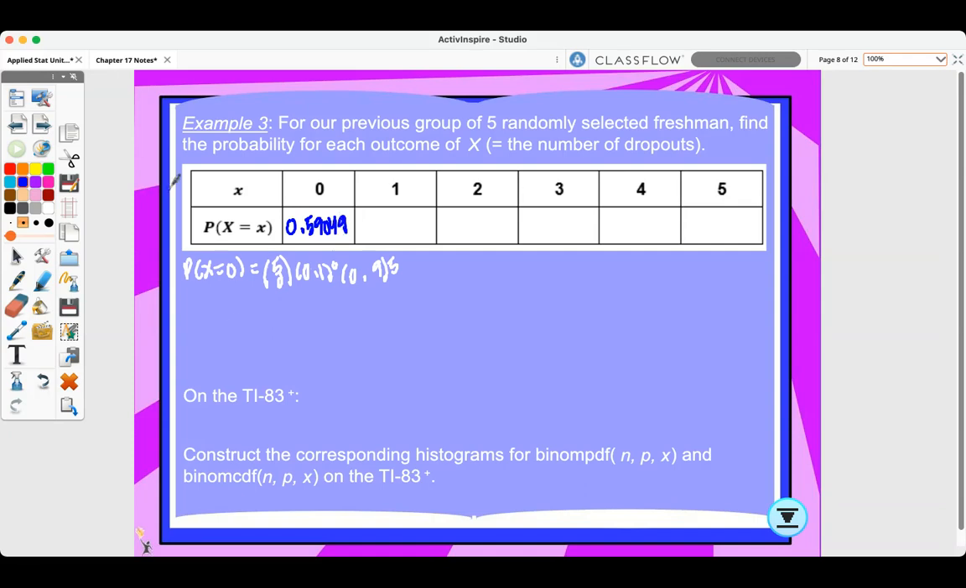49. And the probability of X equals 1 would be 5 choose 1. We have 1 success and 4 failures. And this would be 0.32805.